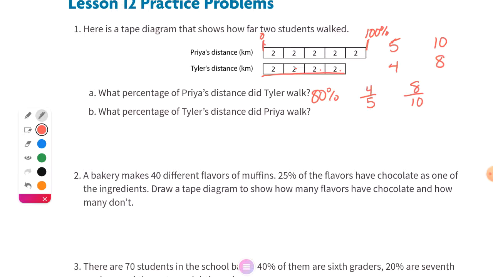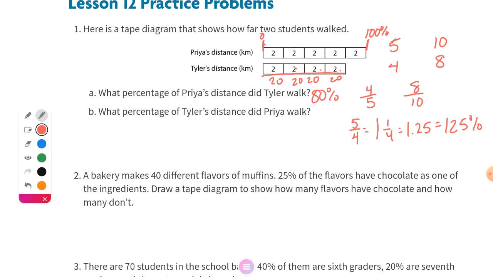Does it matter how you get there? No, whichever one is easiest for you and makes the most sense. If you get 80%, that way works. Now, if you used the 20%, or if you broke it into 20s to get 80, the next one might be harder to do, okay? If we did the fraction way, if we're comparing Priya to Tyler's distance, flip the fraction. 5 to 4 is 1 1/4, or 1.25, or 125%.